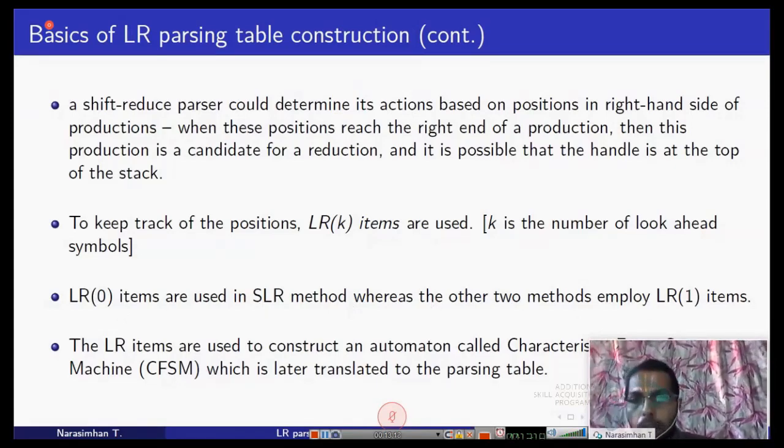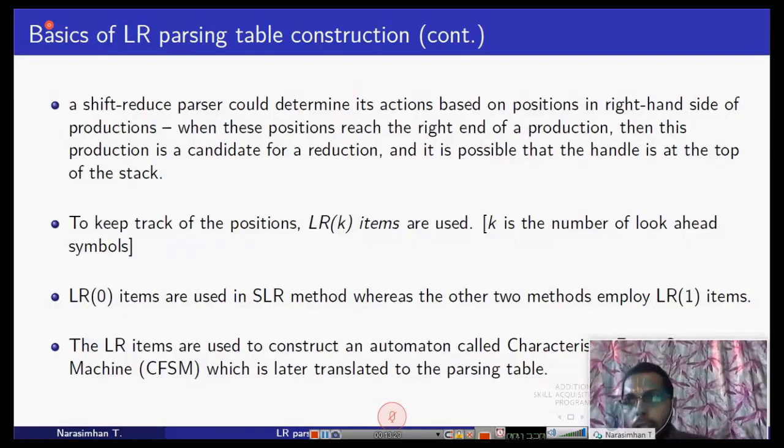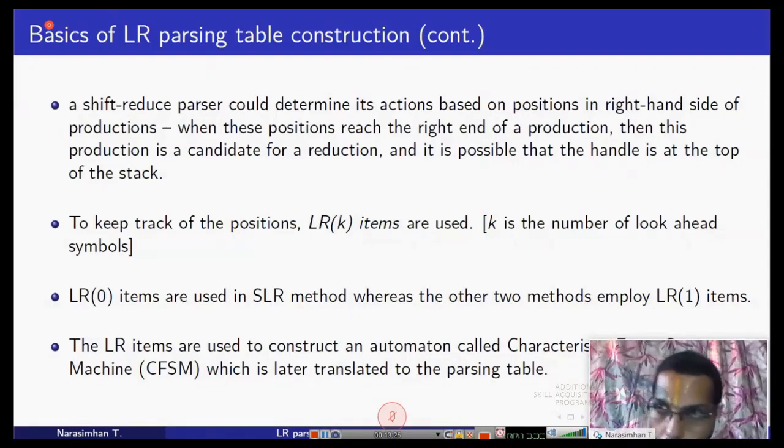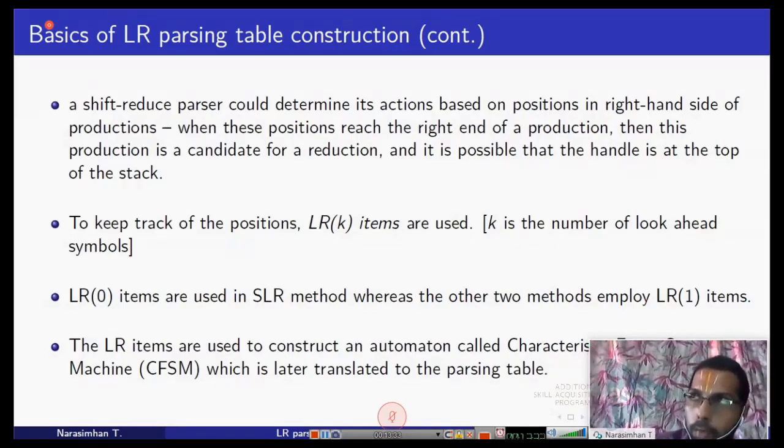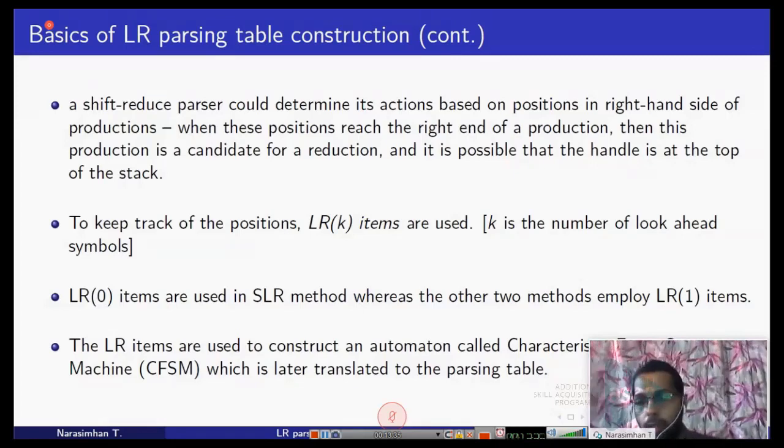That is all about the first step. You go for constructing the LR items. We'll discuss in detail in the next class how to construct those items. So as of now, just take it like this. The first step is construction of the LR items. The second step is nothing but from the LR items, you construct an automaton, a finite state automaton.